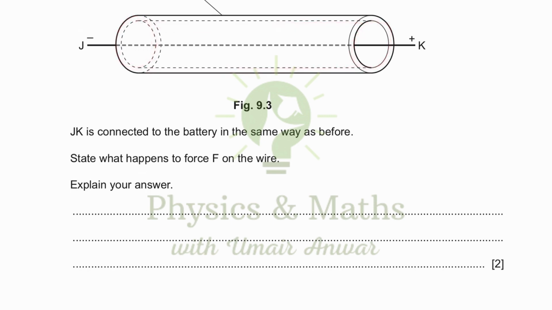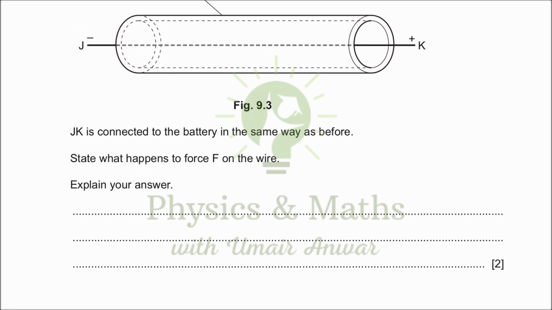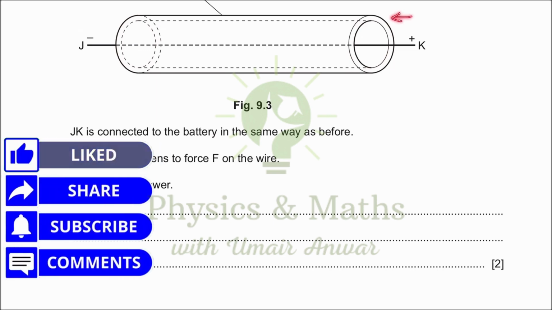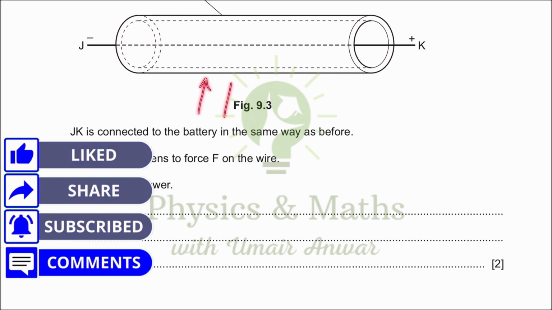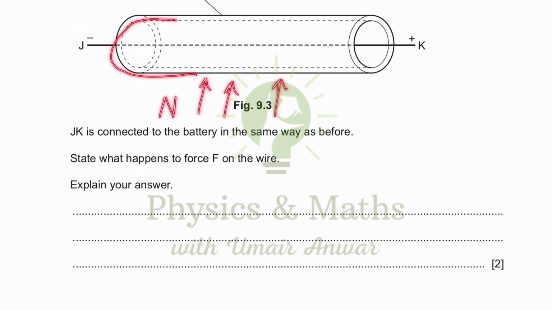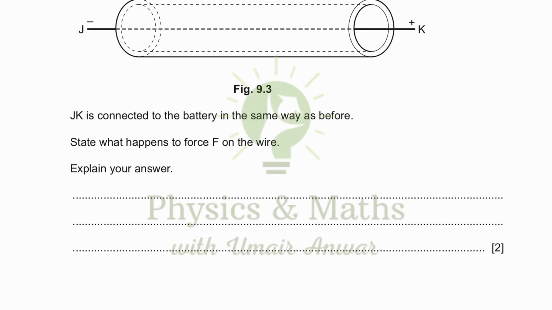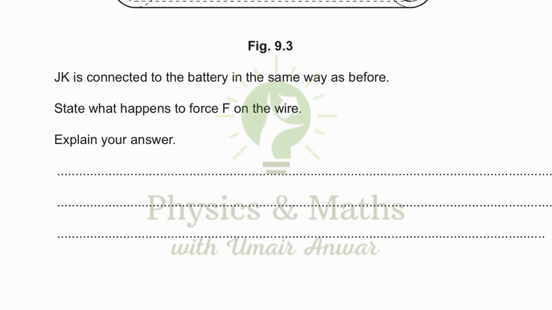Since the wire is placed in an iron tube, and iron is a material which provides a very convenient path for the magnetic field lines to pass, all the magnetic field lines would pass through the iron material from the North Pole towards the South Pole. No field lines would interact with the wire. So since there is no interaction of the magnetic field lines, there is no force acting on the wire JK.